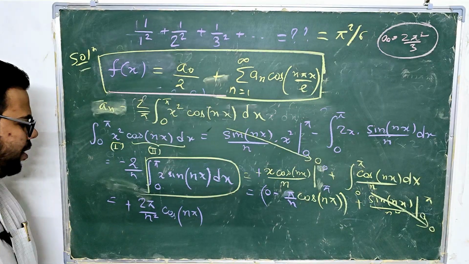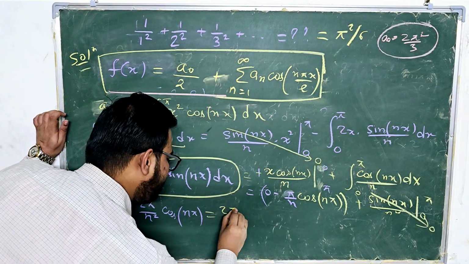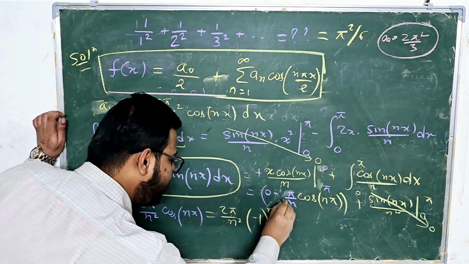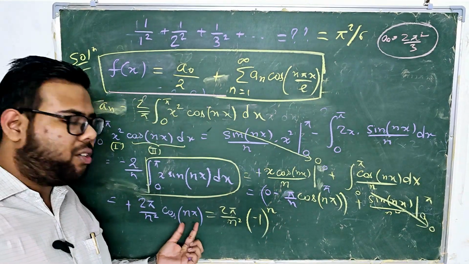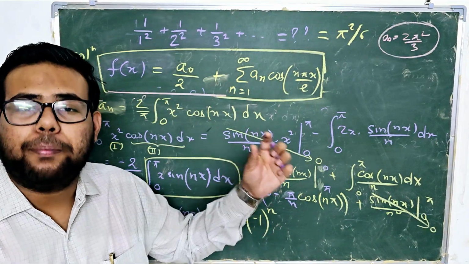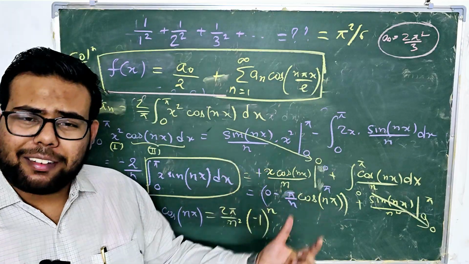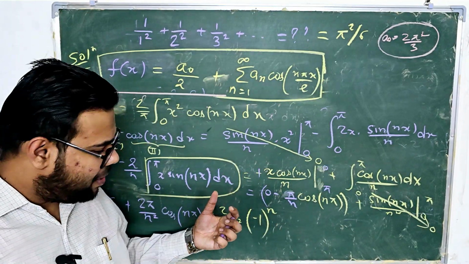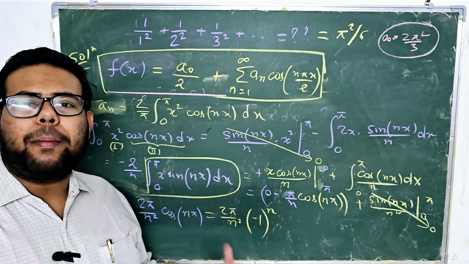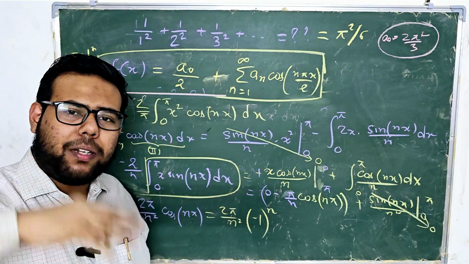Now what is cos of n pi? It is 2 pi by n square times negative 1 raised to the power n. When n is equal to 1, it is cos of pi, which is equal to negative 1. When n is equal to 2, it is cos of 2 pi, which is equal to positive 1. When n is equal to 3, then cos of 3 pi is equal to negative 1 again. And when n is equal to 4, then cos of 4 pi becomes 1 again. So it means that it is oscillating like plus 1, minus 1, plus 1, minus 1.